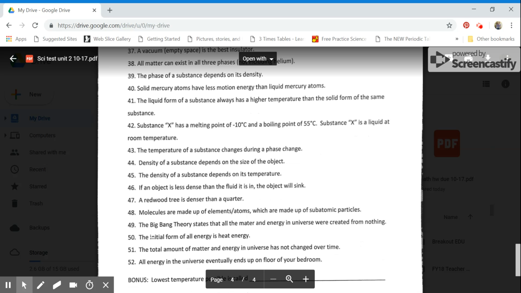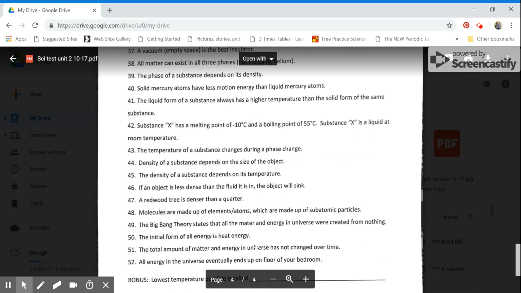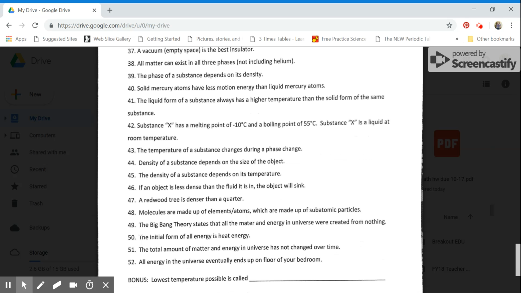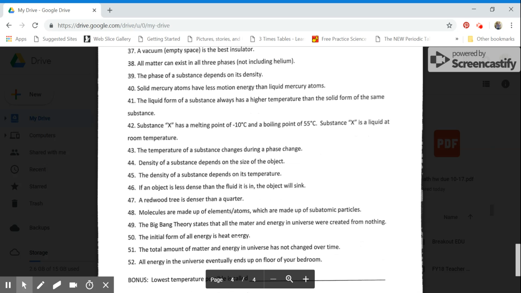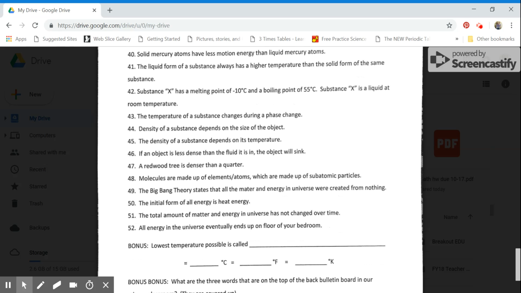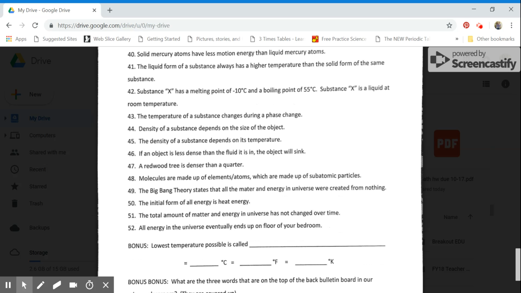49. The Big Bang Theory states that all matter and energy in the universe were created from nothing. 50. The initial form of all energy is heat energy. 51. The total amount of matter and energy in the universe has not changed over time. 52. All energy in the universe eventually ends up on the floor of your bedroom.